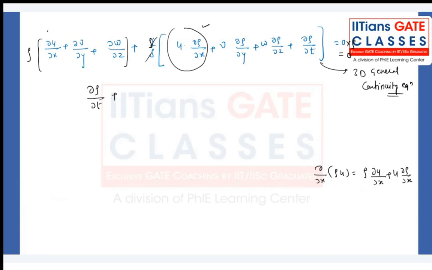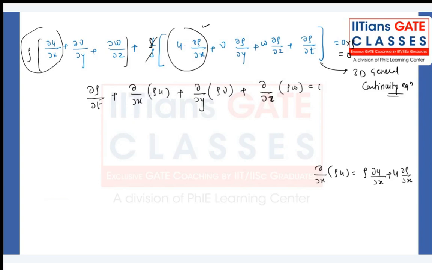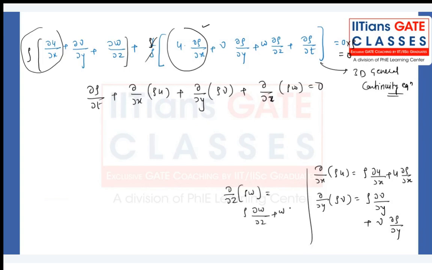We can write dou by dou x of rho u. Similarly, dou by dou y of rho v, dou by dou z of rho omega, that is equal to 0, right? Because dou by dou y of rho v is rho into dou v by dou y plus v into dou rho by dou y, and further dou by dou z of rho omega is rho into dou omega by dou z plus omega into dou rho by dou z. Please make a note of it.